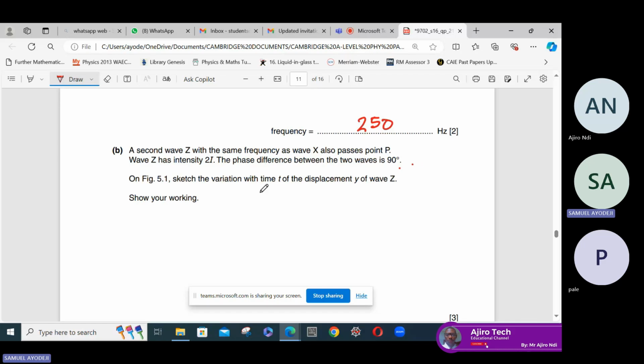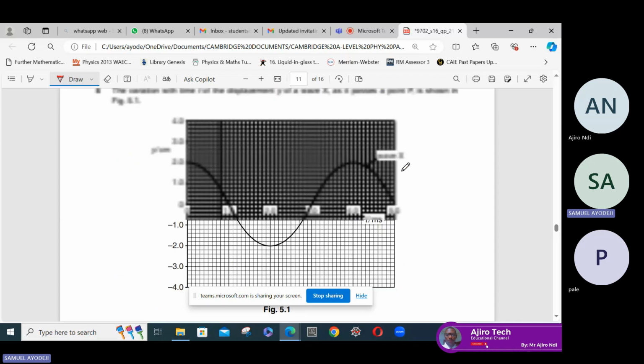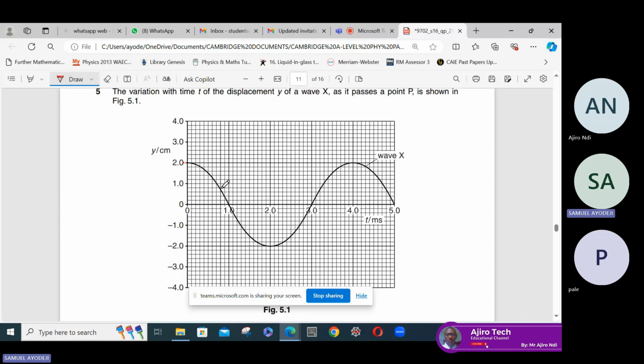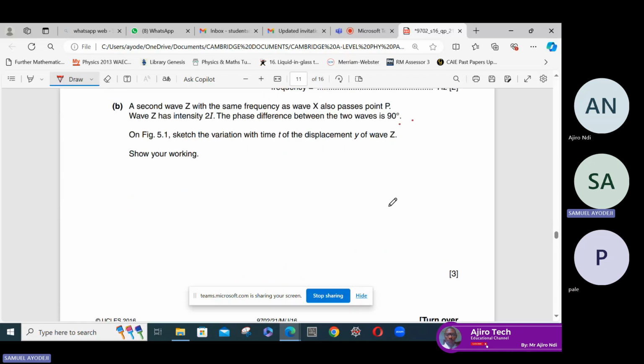Phase difference is 90. That means it's going to be an interval of 90. So from here to here should be 90, 90, 90. So that means there will be a difference in the distance, that will be the 90 degrees. So we want to sketch the displacement of x and z. You need to know the new amplitude.